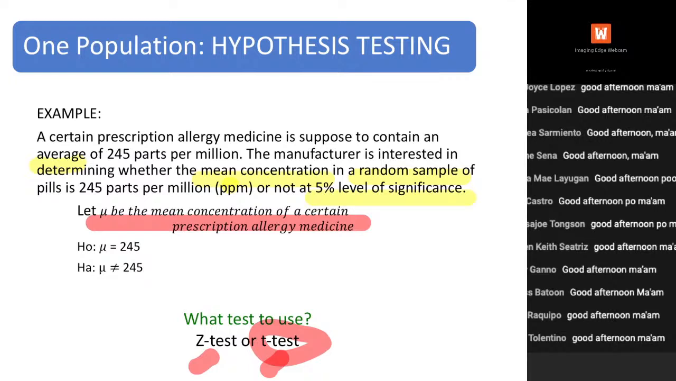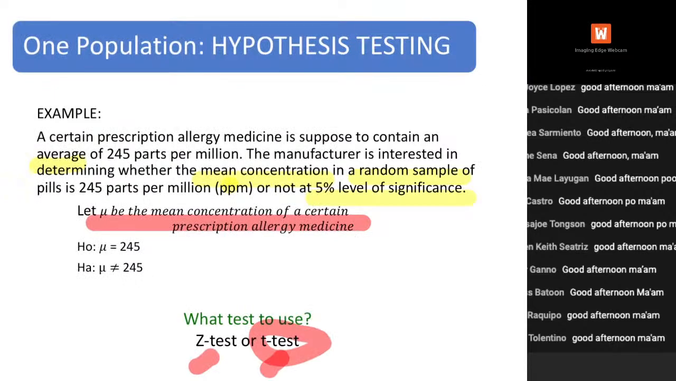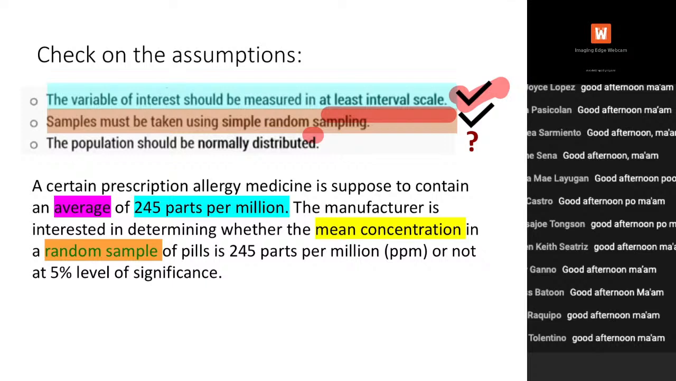Tatlo, how do we check? Sige, yung una, the first, the variable of interest should be at least in the interval scale. Yeah, quantitative siya, so check. Next, samples must be taken using random sampling. Meron ba na-mention sa problem? Yes. Ayan, no? A random sample. Okay? So, sure. Check. But the last assumption, the population should be normally distributed. Is that stated in the problem? No.